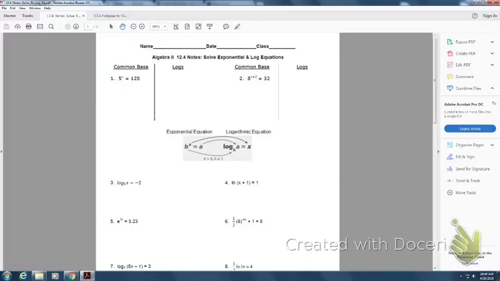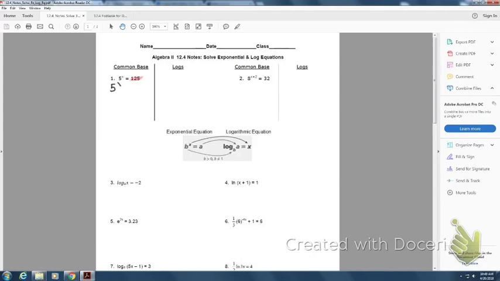Looking at the first one, 5^x = 125. Whenever you're doing it by common base, you want to try to get both of them with the same base. So looking at this, can I rewrite 125 with a base of 5? Or another way to think of it is, 5 to the power of what equals 125? 3.